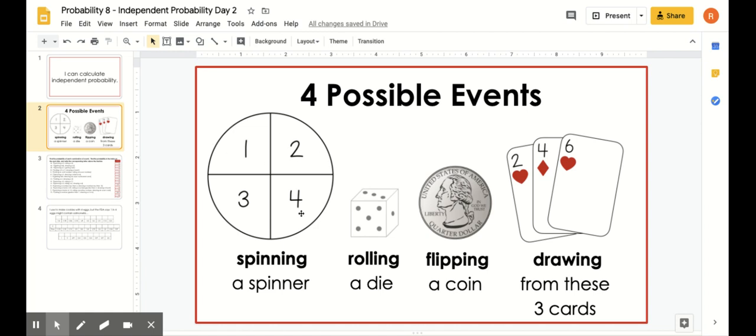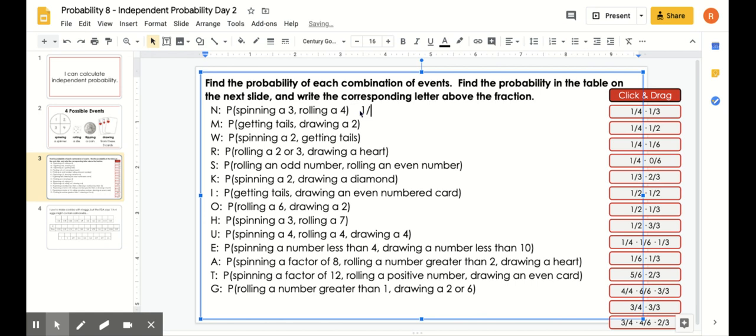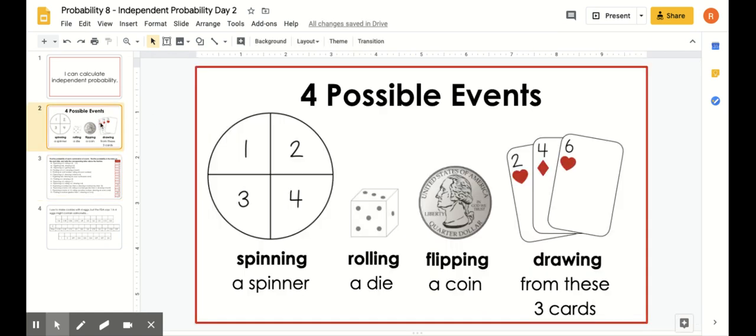If you're spinning, there's one 3 out of 4 options, so that would be 1/4. Then rolling a 4. For rolling, a die has 6 sides. One of those 6 sides is the number 4, so that would be 1/6.